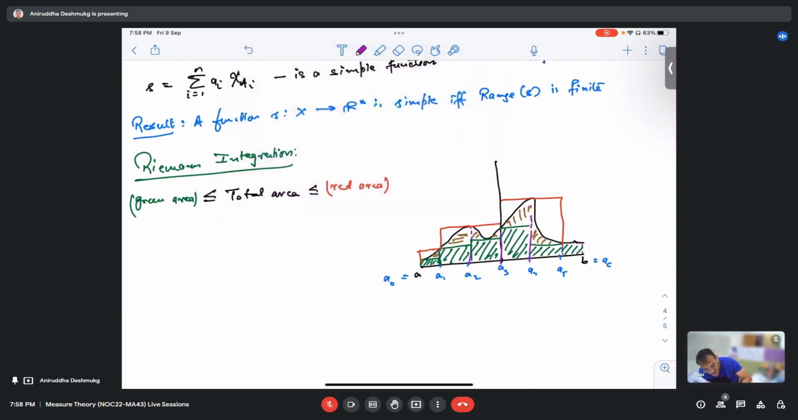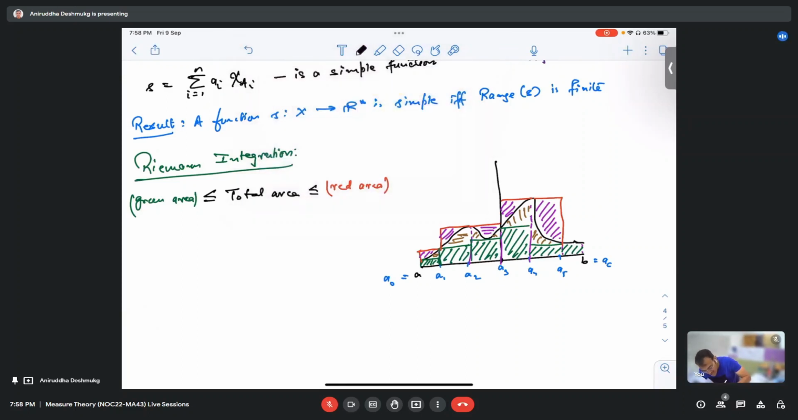And why is that so? Because we have included all these extra portions, which we don't want. So how to get rid of these extra portions? Let us shorten the partition. Let us make this partition even finer. Then we can reduce that extra area, and we can include more area from below, right? Yes, sir. That is the idea.